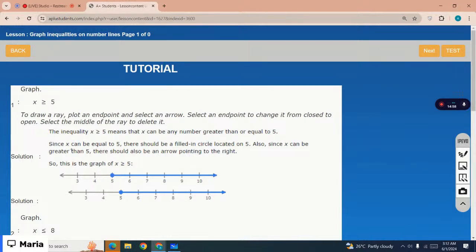So draw the number line like this. The number line represents the numbers. Because all the numbers are greater than 5, you have to make the number line point to the right-hand side, because on the right-hand side you have all the numbers that are greater than 5. Also you have a filled-in circle at 5, because x is also equal to 5. That means 5 is also included in the solution. Got it?